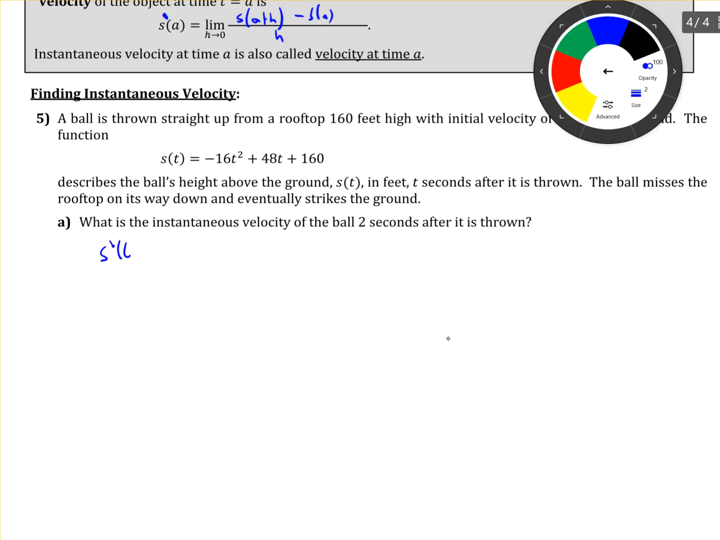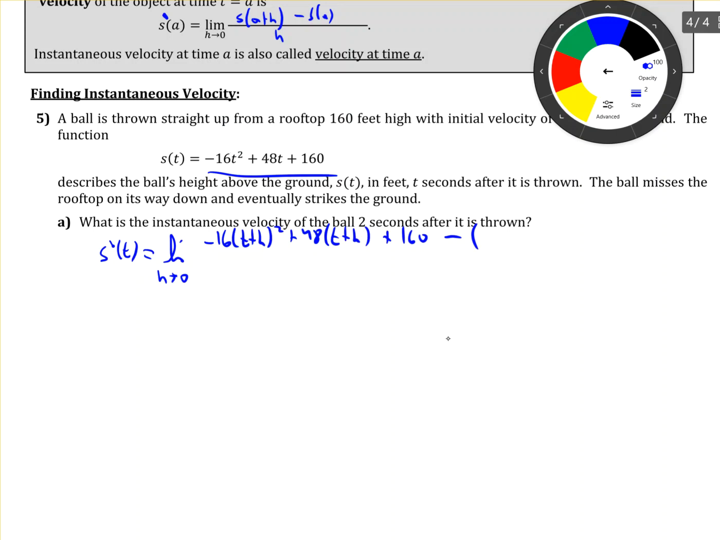s prime of t, which is going to equal the limit as h goes to 0 of negative 16 times t plus h squared plus 48 times t plus h plus 160 minus, and then that whole thing again. So again, all that stuff I've written so far came from plugging in t plus h in all of those. And I could have plugged in 2. I just like to do it with the variable so we get more practice.